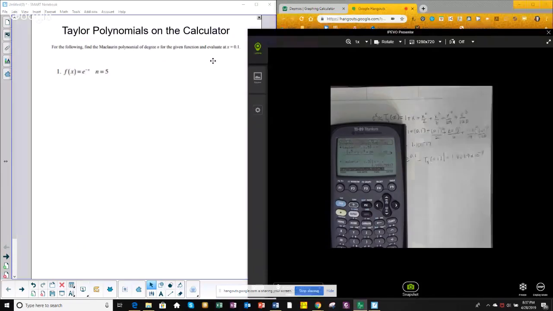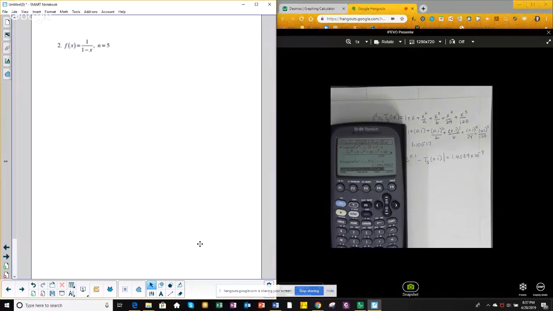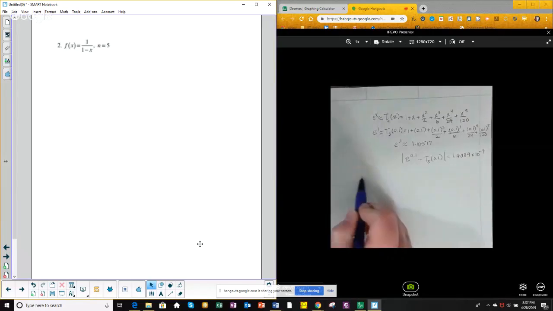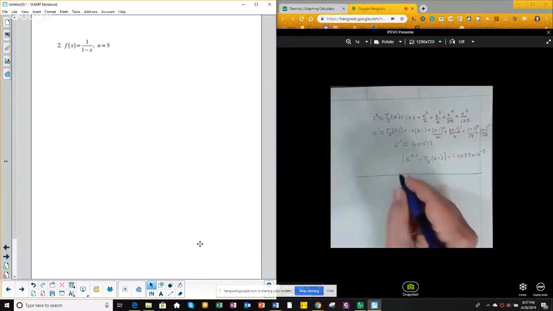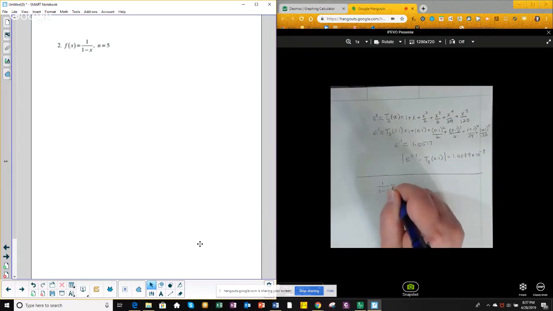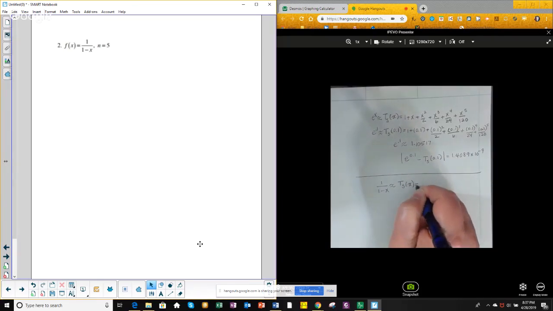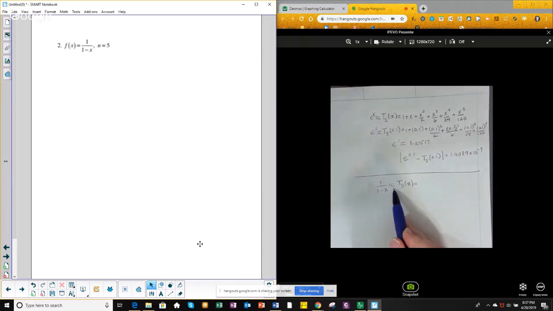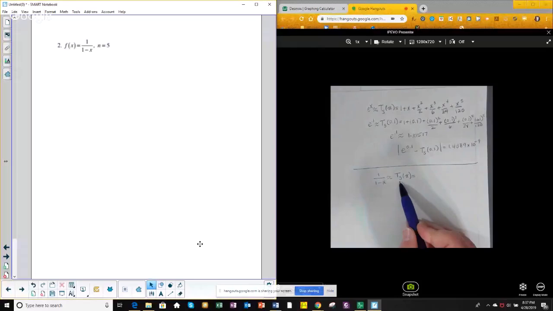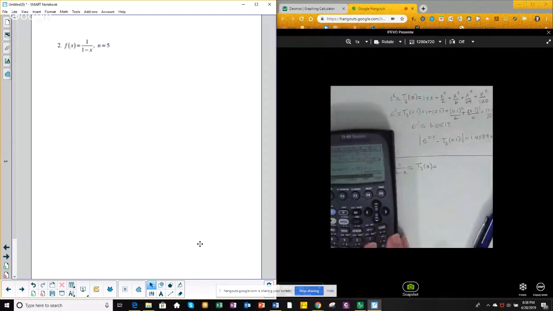Now, I have another example here where we are going to use our calculator to find the Taylor 5th degree polynomial again for f of x equals 1 over 1 minus x. And I want to approximate that using a Taylor polynomial degree 5. And again, I'm using the approximate here because that's going to approximate our function. It's not going to be exact. And the 5th degree Taylor polynomial is going to be equal to an actual polynomial. So how do we do that on the calculator?